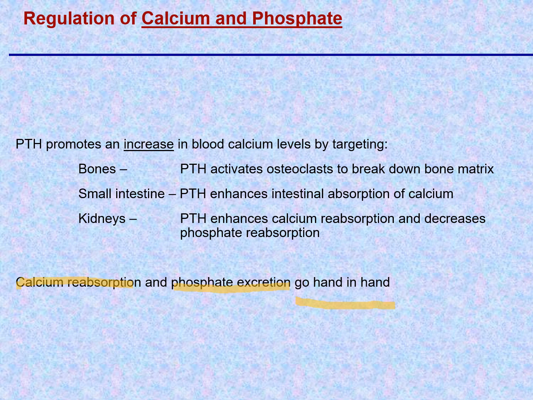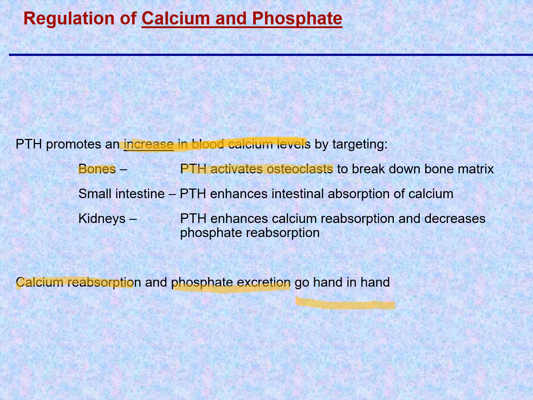The parathyroid hormone coming from the parathyroid glands promotes an increase in blood calcium. It does that by targeting three ways that the body can get more calcium into the blood plasma. One is from the bones. The parathyroid hormone will act on osteoclasts.